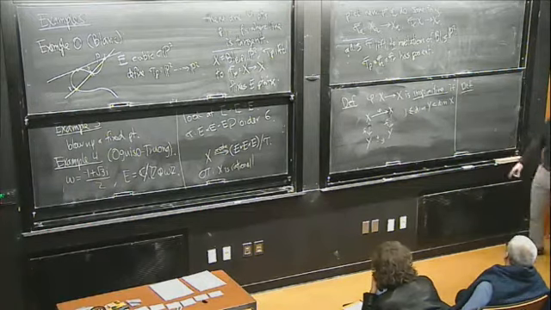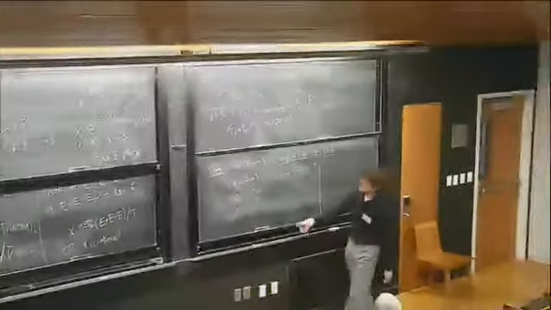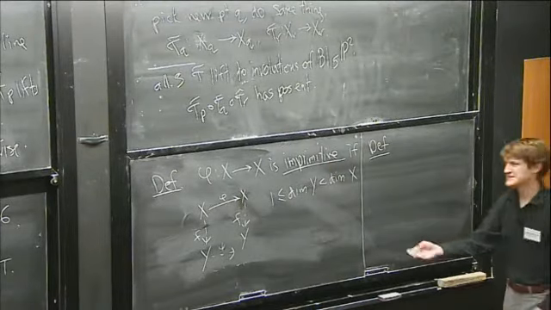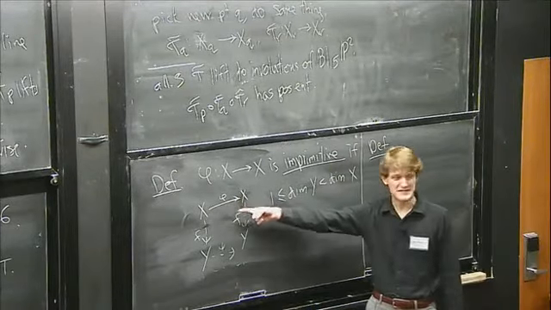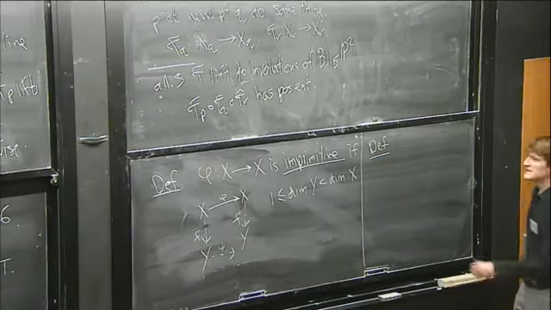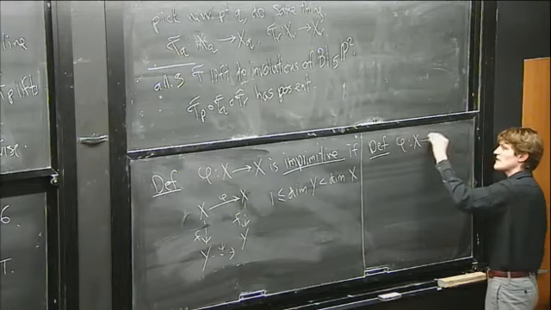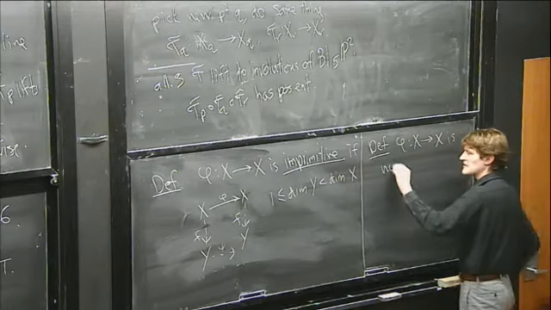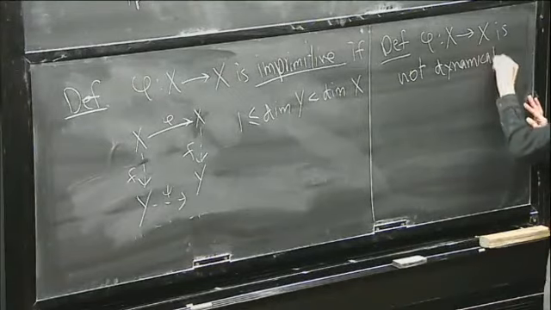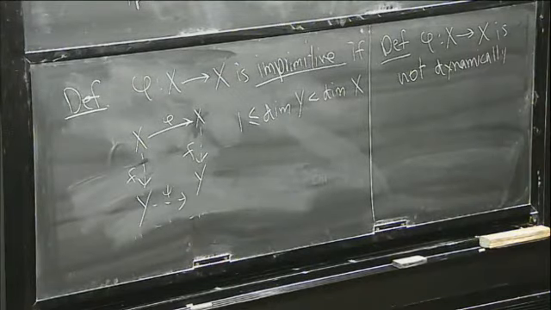OK, so what's an example of an imprimitive map? All these P1 bundles, I think I erased it. If you take a P1 bundle over a surface, the automorphism of the P1 bundle is imprimitive because you have the map down to the surface.